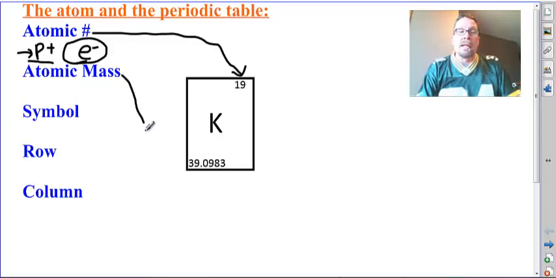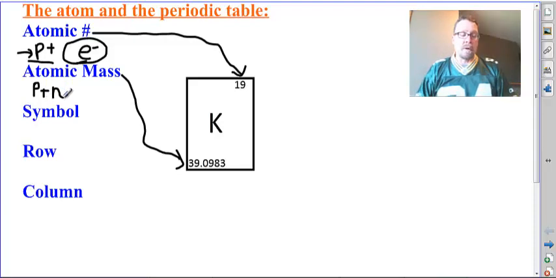All right. The other number on this square is the atomic mass. You can see here for potassium it's 39.0983. It's an average of isotopes that we're going to talk about in a minute. But by definition, again, the atomic mass is the number of protons plus the number of neutrons. Okay, that's the other subatomic particle. You've got protons that identify it. You have electrons that do all the work. Neutrons really define what form you have.